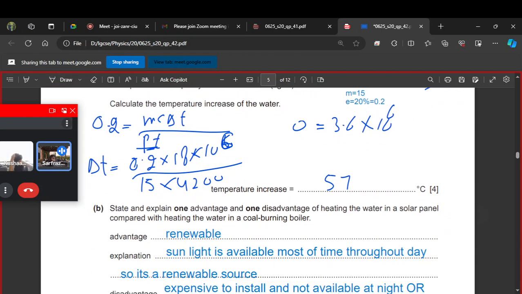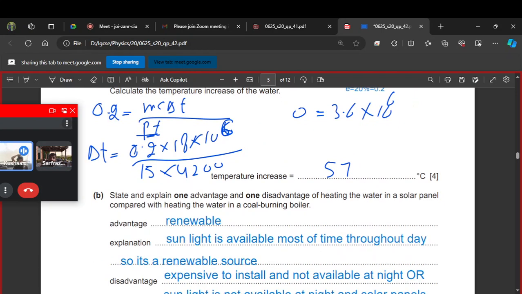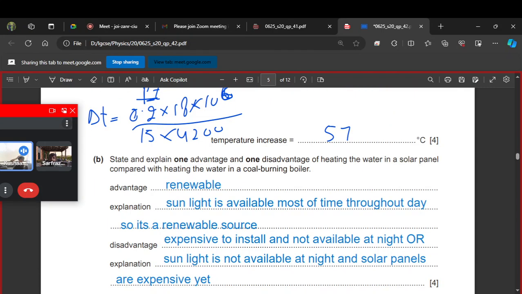Next question says: state and explain one advantage and one disadvantage of heating water in a solar panel compared with heating water in a coal burning boiler. What is the advantage? Advantage is that it is renewable, it can be made over and over again. And the disadvantage is that it's expensive and cannot be used at night because sunlight is not available at night.